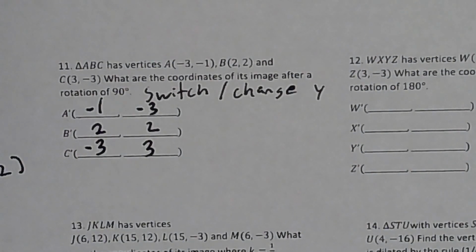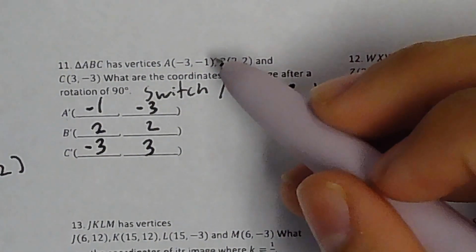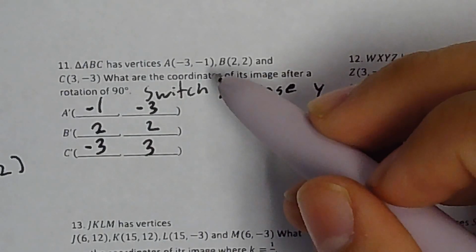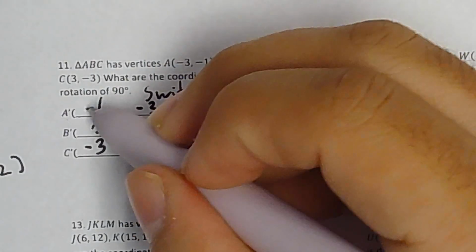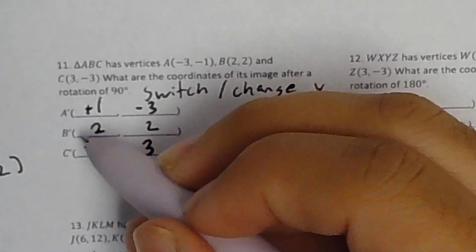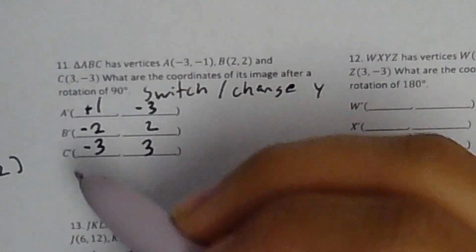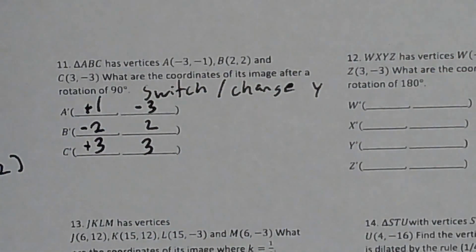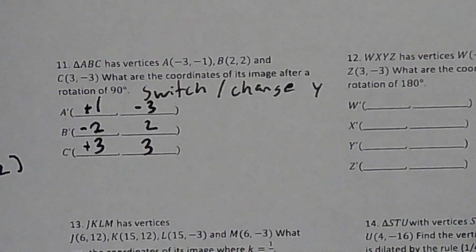Okay, my second step is to change the original y's. So my original y's were the second numbers. So that means this negative 1 becomes positive. This 2 becomes negative. And this negative 3 becomes positive. Any questions on number 11? No. Okay. All right, going on to 13.